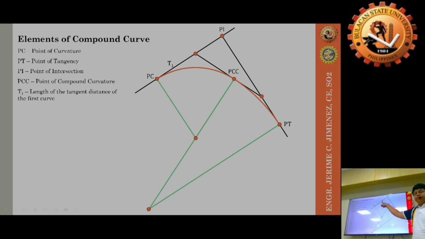Okay? Then also, from PC, sabi natin, ito yung vertex niya. Alam naman natin na vertex na ito ng unang simple curve. Definition natin ng tangent distance, so, this is the distance from PC to the vertex and from the vertex to the point of tangency. In which, dito, yung point of tangency ni simple curve 1 is also equal to PCC. So, therefore, T sub 1 is also located in between the vertex of the first curve and PCC.